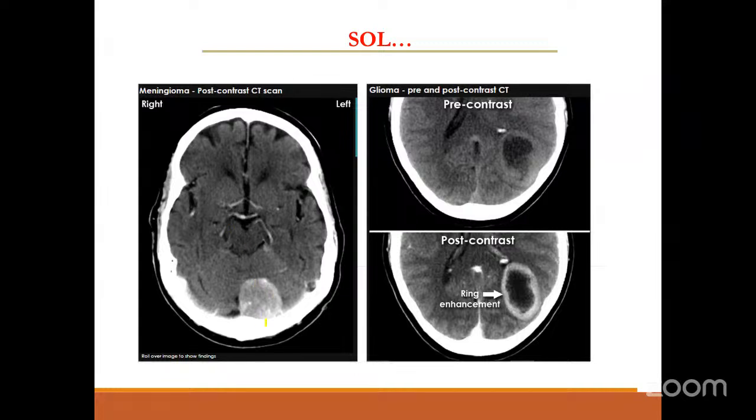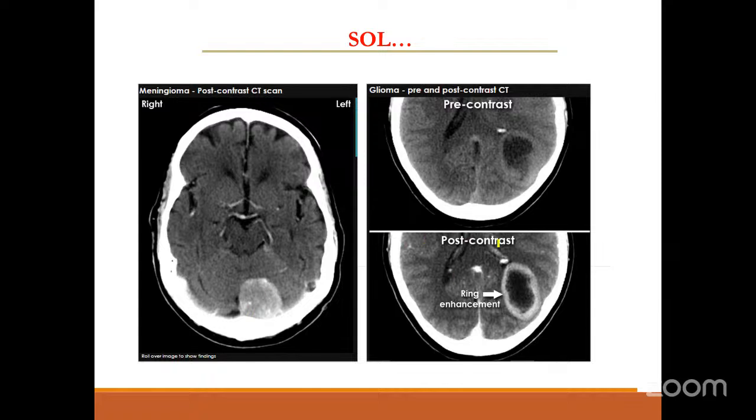Whenever you look at a space-occupying lesion, it is always ideal to do a contrast scan to see how the contrast enhancement of these lesions looks. This structure especially could be a meningioma because it is close to the skull. It is lying close to the meninges.